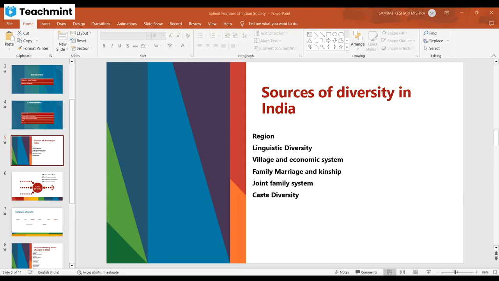Then is caste diversity. Caste is all about a system of hierarchical ranking depending on the birth. So there are four caste groups and an outcast group: Brahmin, Kshatriya, Vaishya and Shudra.